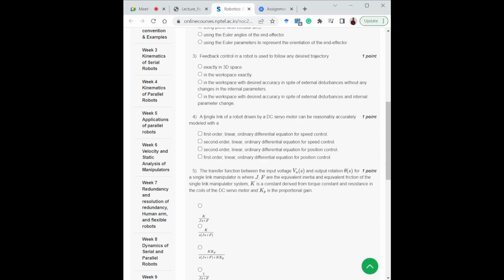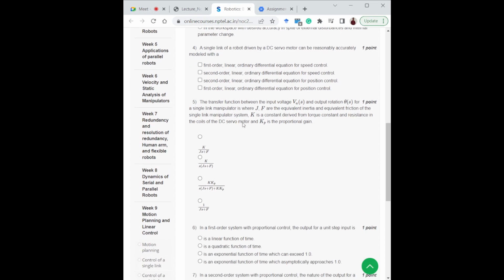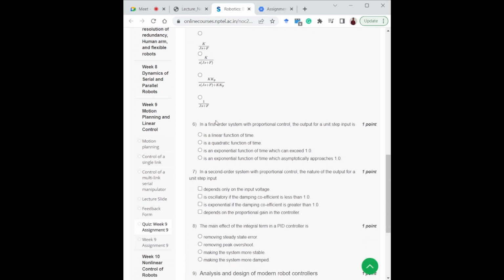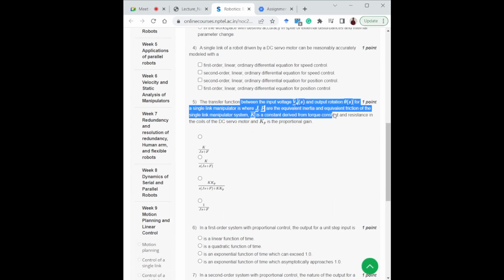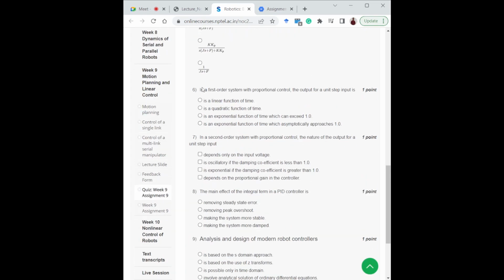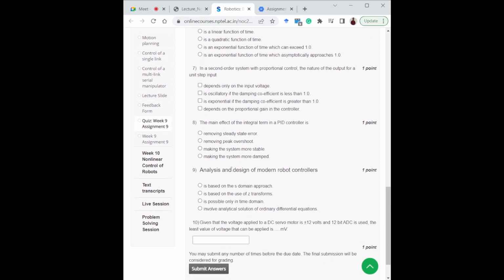And this is a single link driven by DC motor. This is exactly the system that has been discussed in the lecture notes, so you can just go through that. And then there is this transfer function of the same system. So basically, going through the lecture notes will tell you pretty much everything you need to know to answer these assignments.